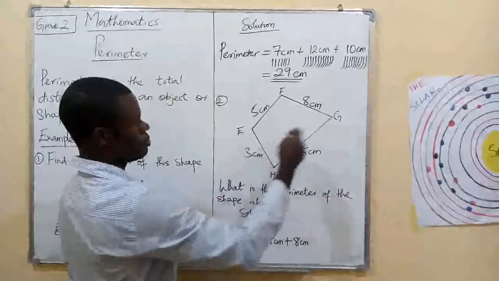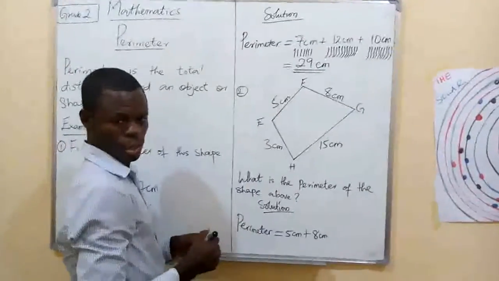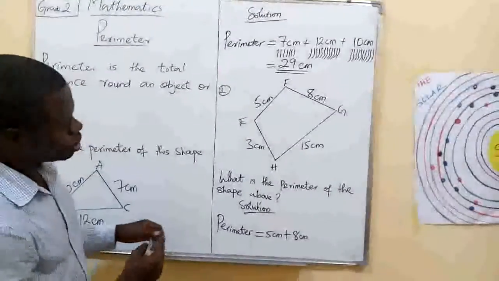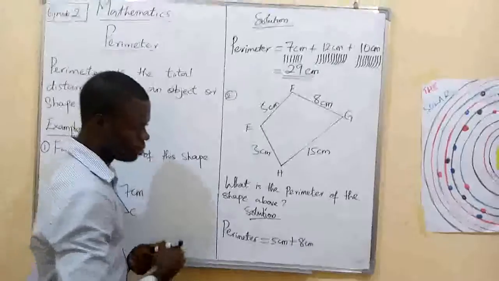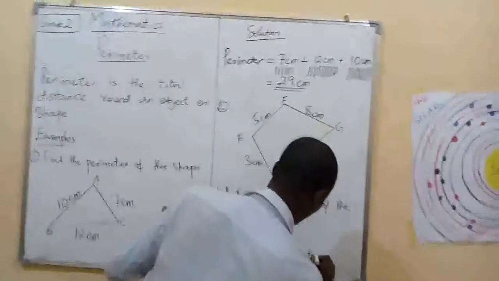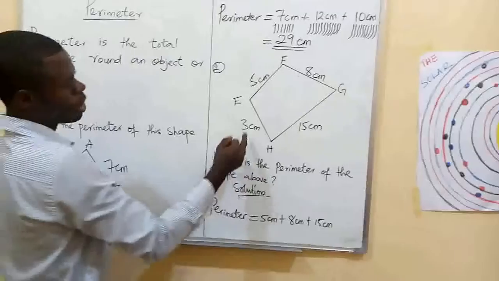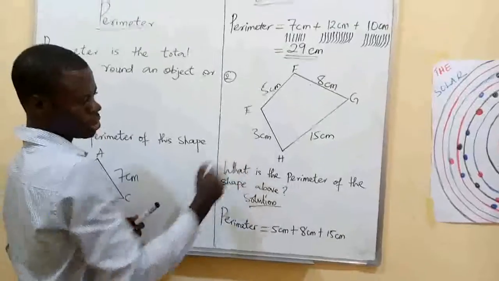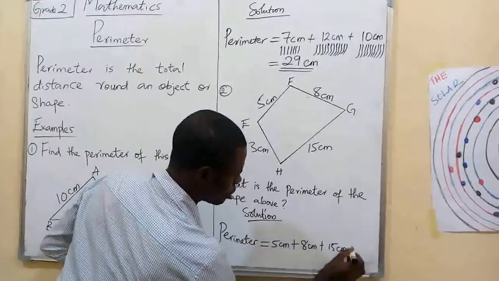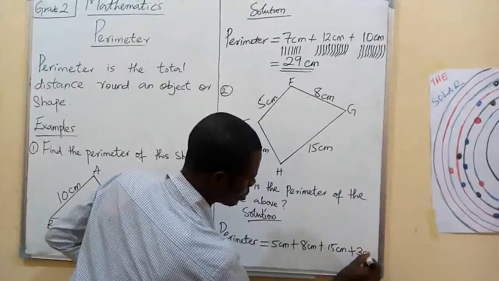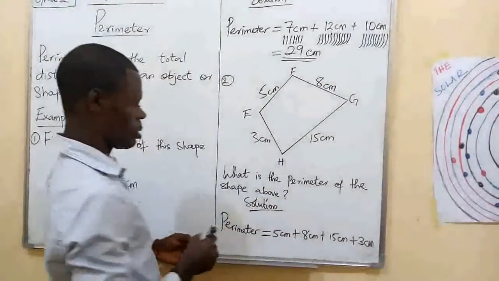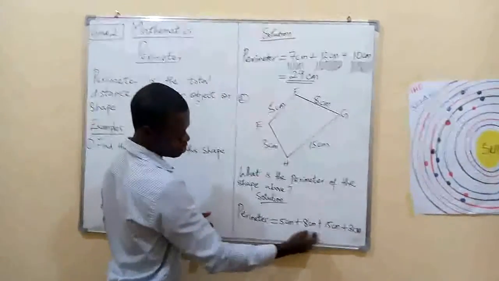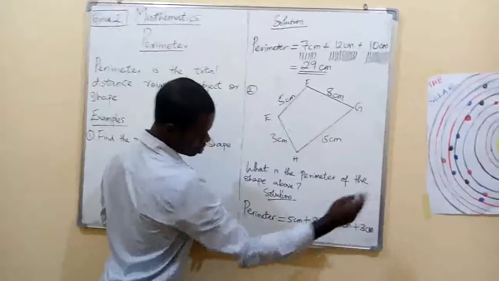Alright, after FG, the next one is GH. GH is what? 15 centimeters. That is plus 15 centimeters. Then we also have EH. EH is what? 3 centimeters. That is plus 3 centimeters. So now, the next thing we are going to do is add the figures together. 5 plus 8 plus 15 plus 3.